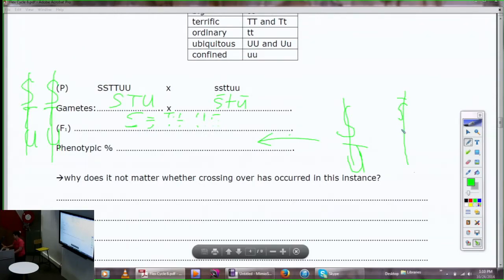This is a little s and little t. Oh, look, it's back with us now. And these are little ones. This is important to remember. This is the offspring. All capitals and all lowercase, because this has a bearing on what happens for the next generation, okay, whether crossing over does or doesn't occur.